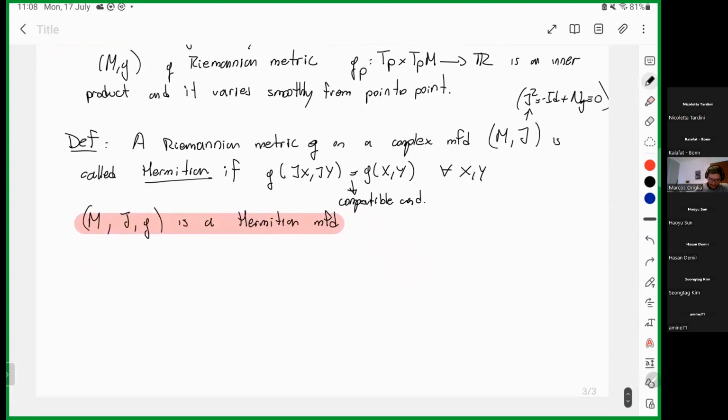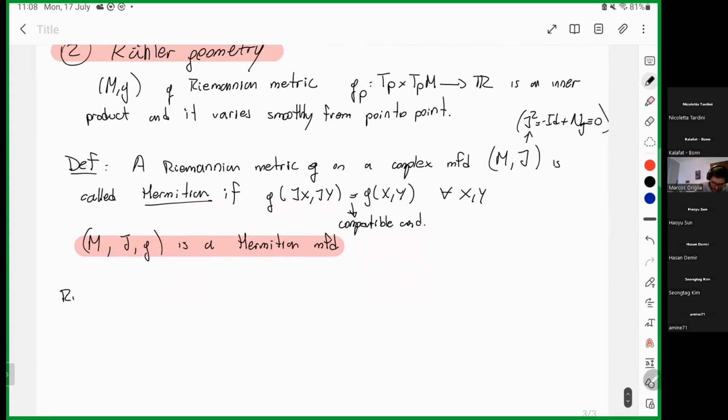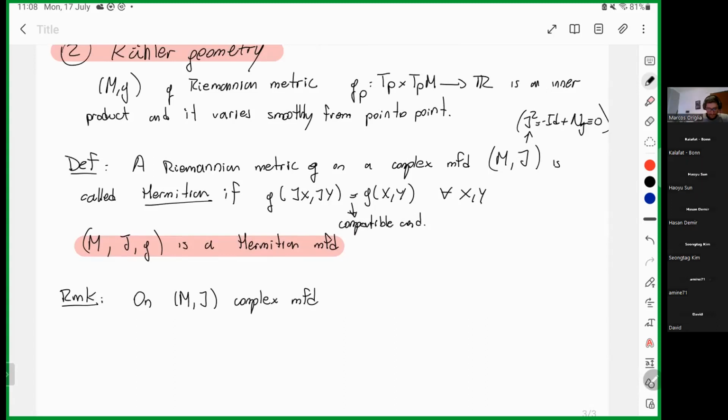So first observation is that, take your favorite complex manifold, and we can always define, always exist, a Hermitian metric G. So how do we define it?